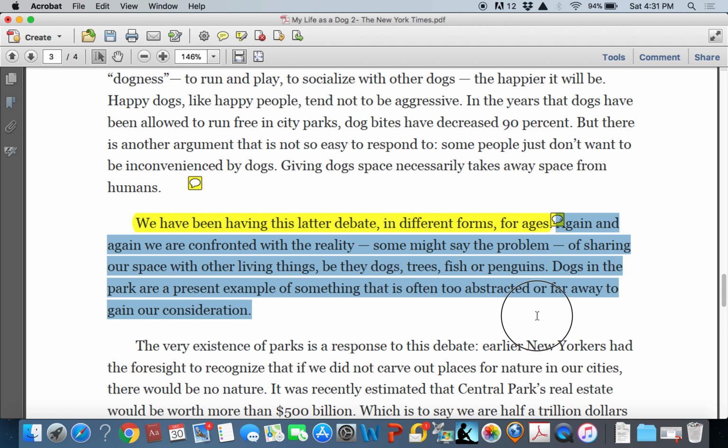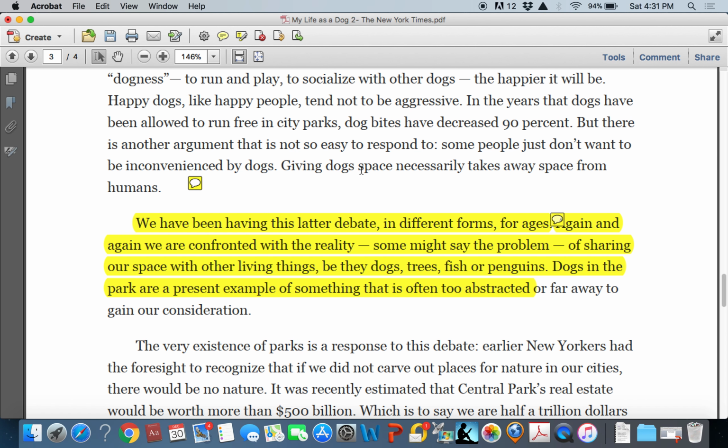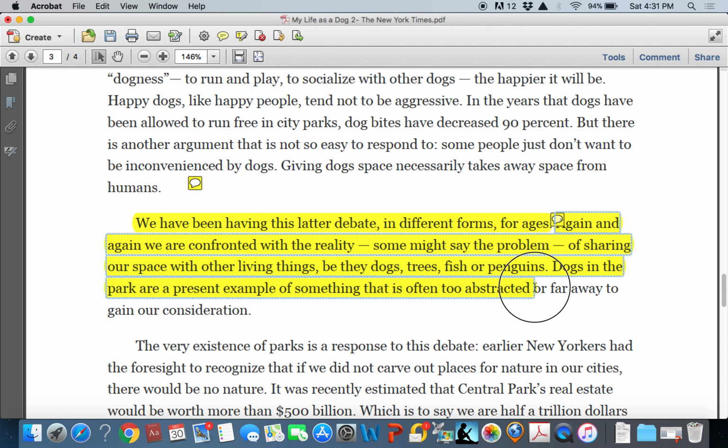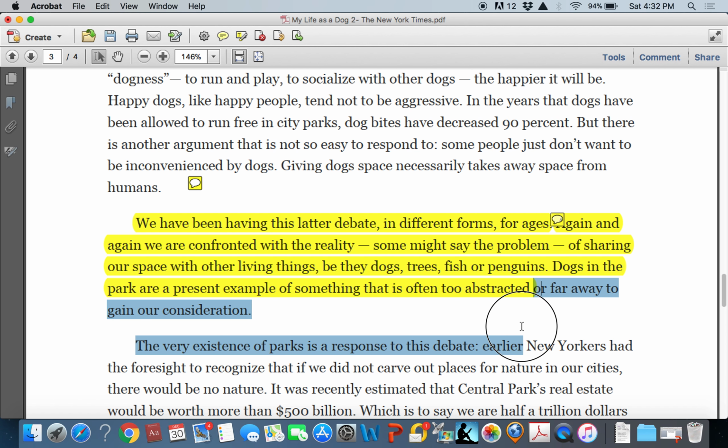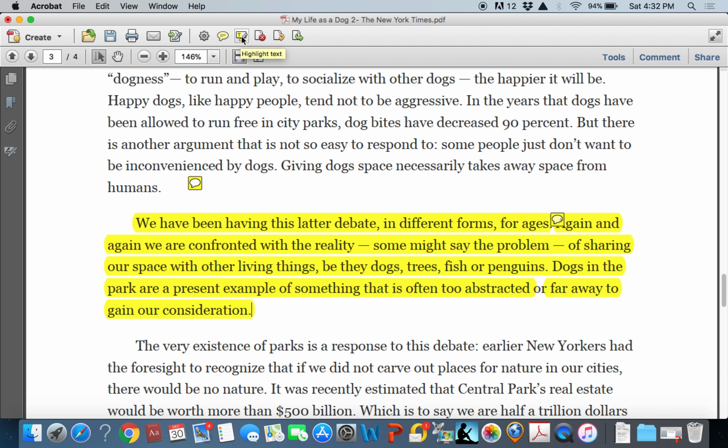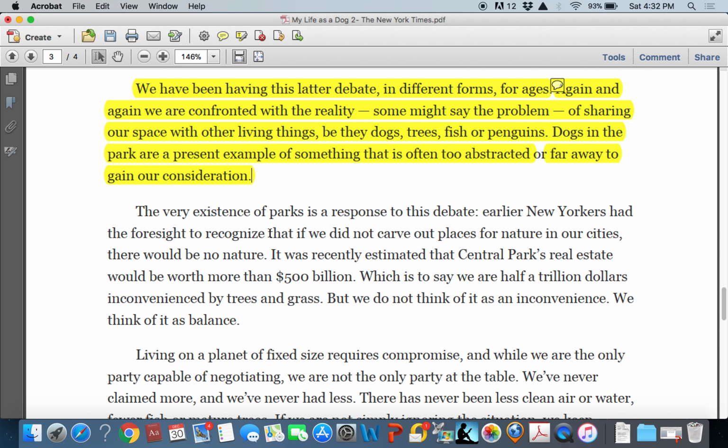I think it is fine to go ahead and add the highlight, because I think this too is an important part of this discussion. And again, it's something that I see as important. Maybe you will not see it, and that's okay. You may go back later and decide that you want to flag something. This is all how you perceive this text, and you're going to do that in your own way. The very existence of parks is a response to this debate.